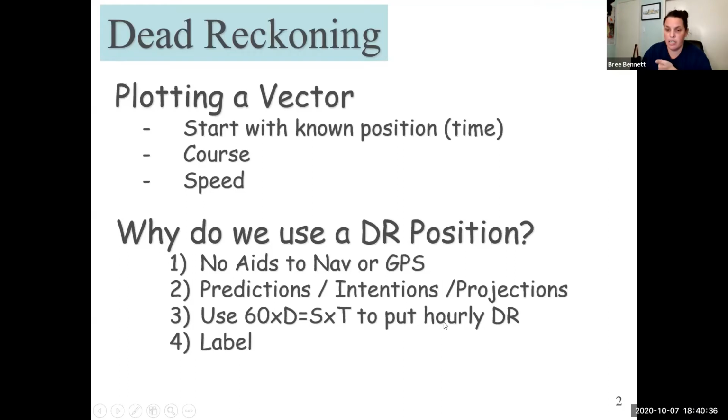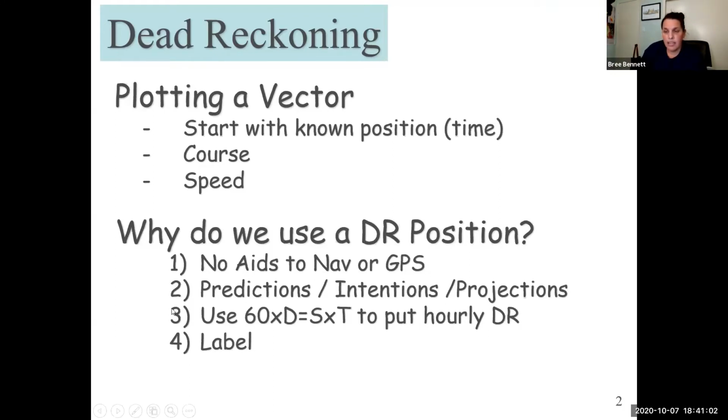put hourly DR positions on. So the book does say every half hour, but that is dependent on where you are. If you're in the middle of the ocean, every hour is fine. If you're in maybe more coastal waters where you want to be predicting where you're going to be more frequently, maybe you do a half hour. So that's dependent on the navigator.